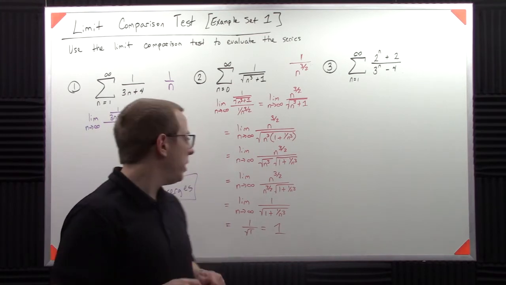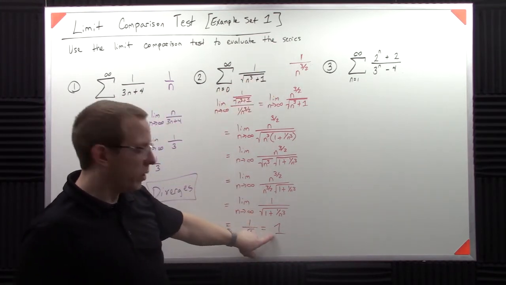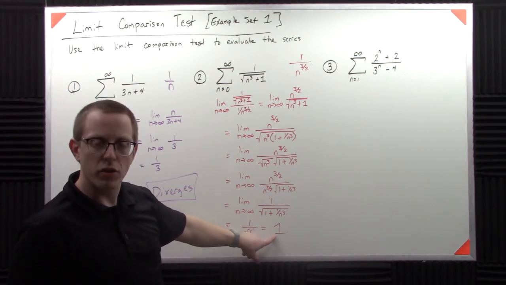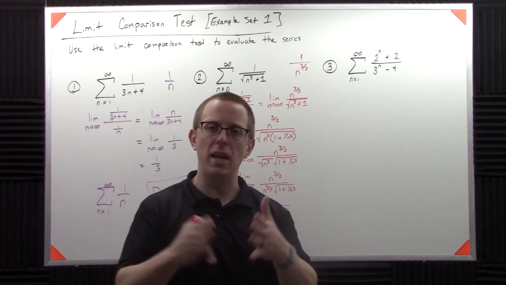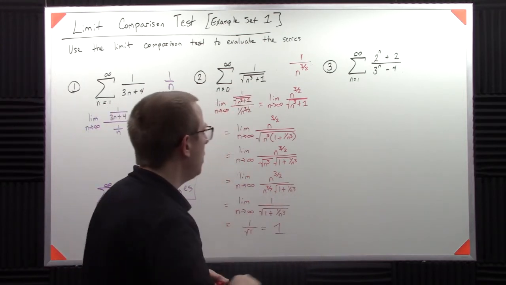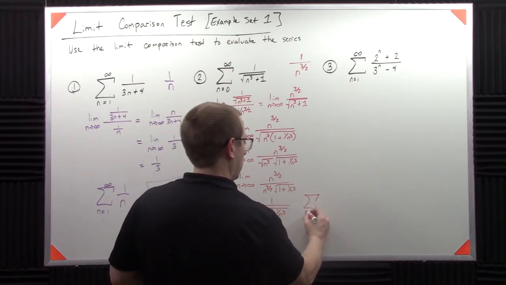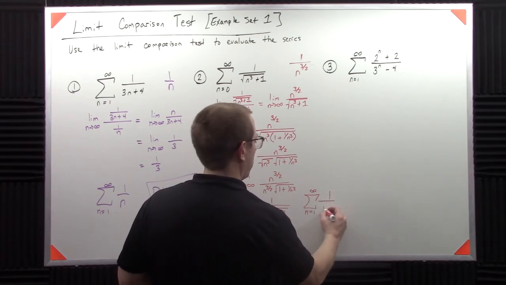Okay, so what does this mean? Well, this tells me that I've picked a sequence for which, when I applied the limit, this is a positive number and it's finite, which tells me that I've picked a sequence that has the same end behavior. So now what I have to do is say, okay, well, what about the sum from n equals 1 to infinity of 1 over n to the 3 halves?